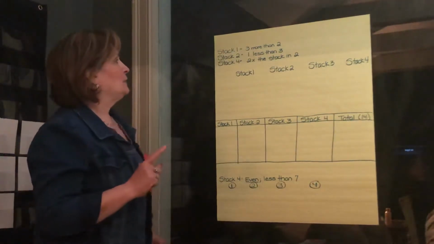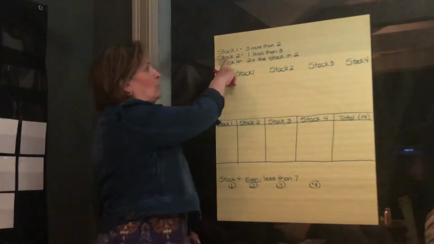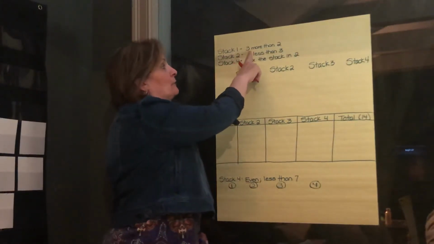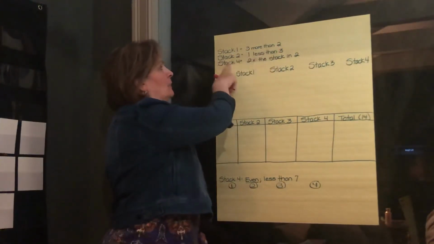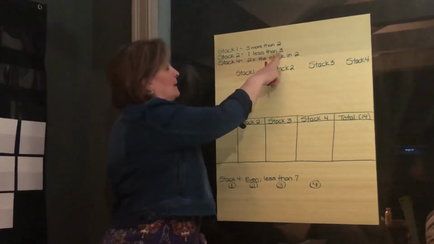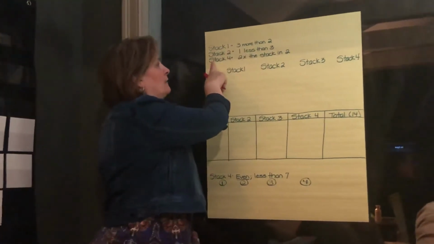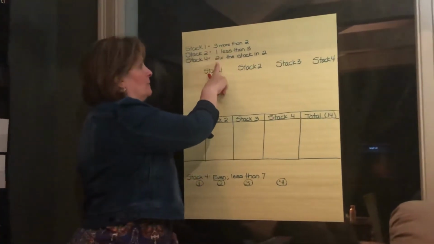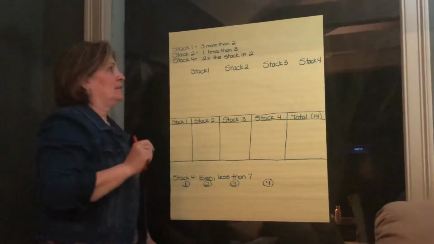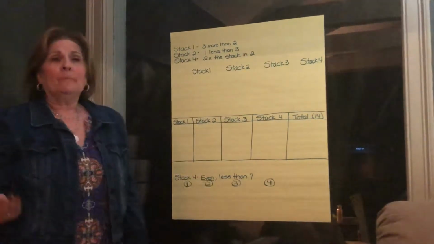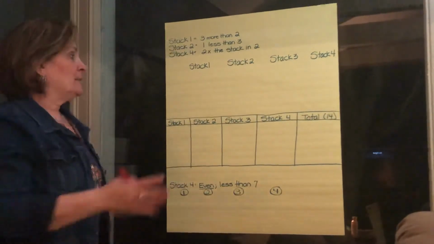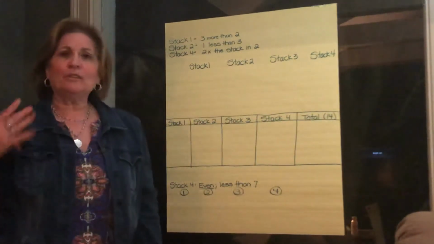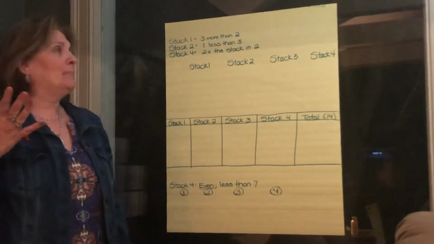All right, so this is what we know. We know that there's 14 blocks in all. We know that stack 1 has 3 more than stack 2. Stack 2 has 1 less than stack 3, and stack 4 has 2 times the number of blocks in stack 2. So many of you approached it different ways. There was an organized list. I want to show you how my mind thought about it.